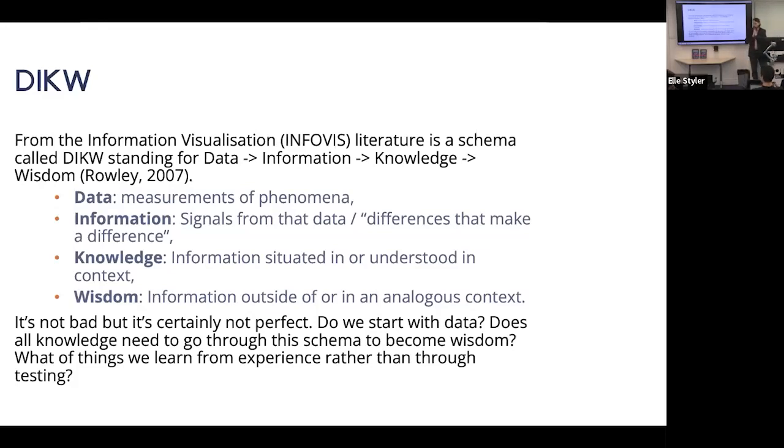Well, I might say data are measurements of phenomena. Phenomena is the world, it just is. But data are measurements of that phenomena. Now, information are signals from that data. And in Bateson's terms, I love this phrase, it might be differences that make a difference. Now, what's knowledge then? Well, knowledge is information situated or understood in context.